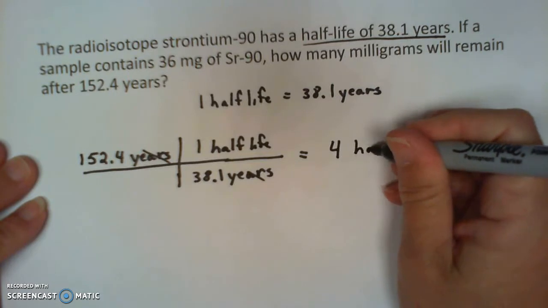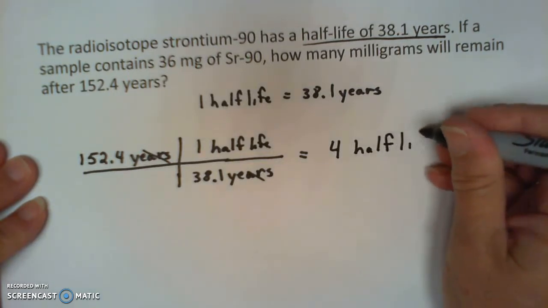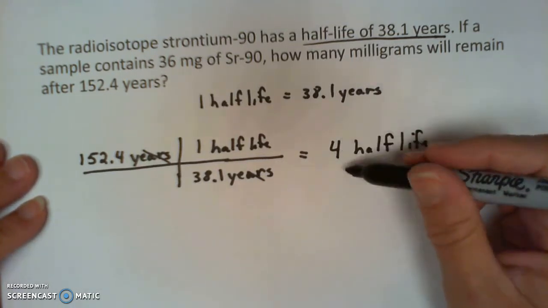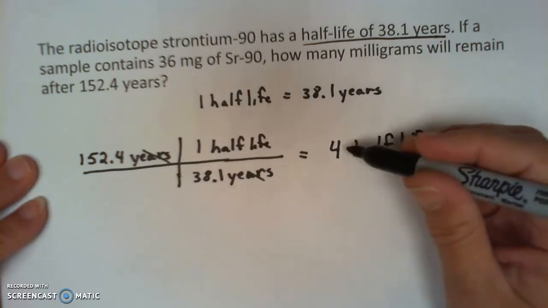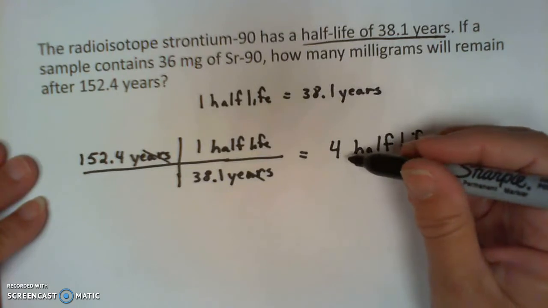In this class, although not in life, these will always turn out to be even numbers. You won't have a 4.5 or anything else. It'll be even. Or not even, it's whole. It'll be a whole number.